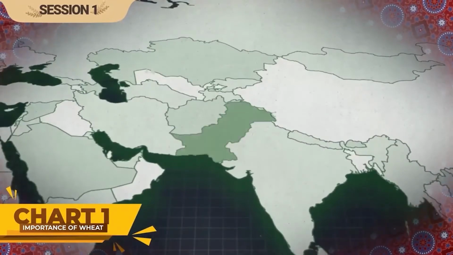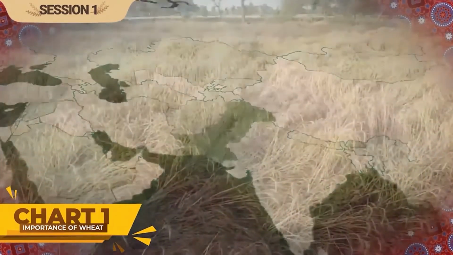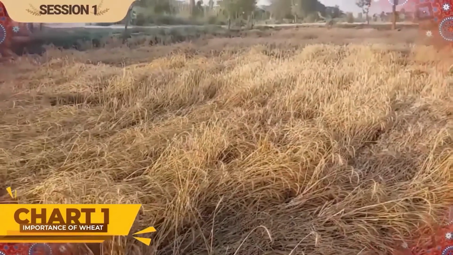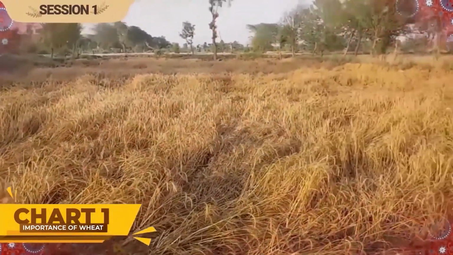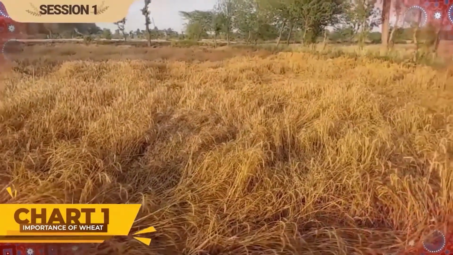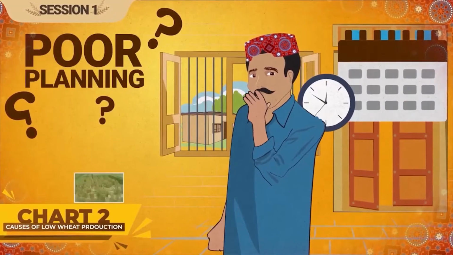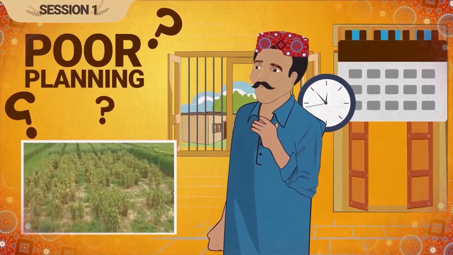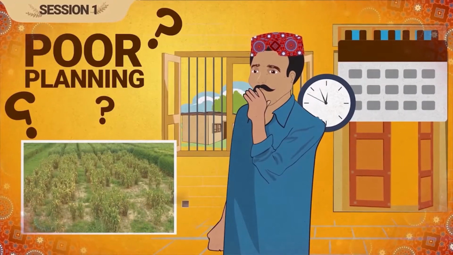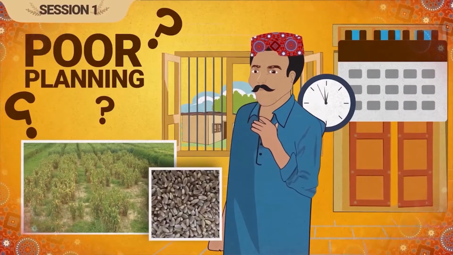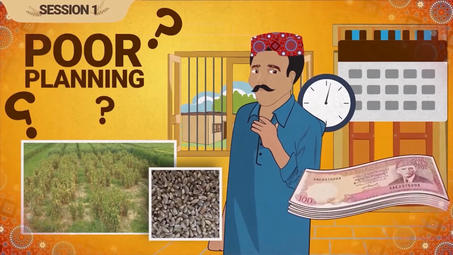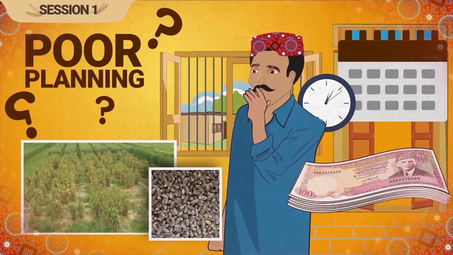Pakistanis consume wheat daily. But in Pakistan, the yield per acre of wheat is less compared to other countries. Let's see the reason for the low production of wheat in Pakistan. Causes of low wheat production. Poor planning. Inappropriate time of sowing. Use of poor quality inputs. Lack of optimal financial resources.